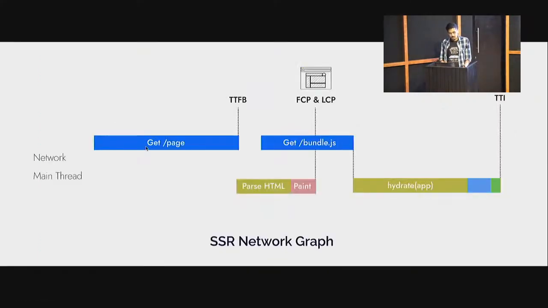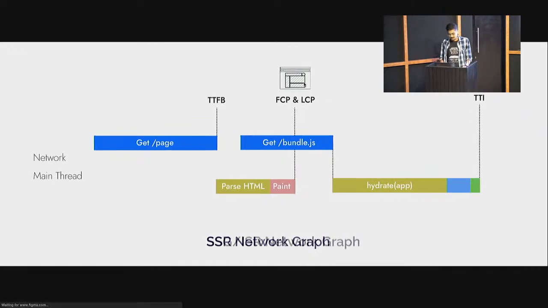So this is how the network graph looks again. We have a slow time to first byte because we need to fetch the data on the server and then convert it to HTML, then the browser. But we have a pretty fast FCP and LCP, so the users at least have something to see while the JavaScript is downloading. And then on the browser we hydrate the app, which is when the app becomes interactive.